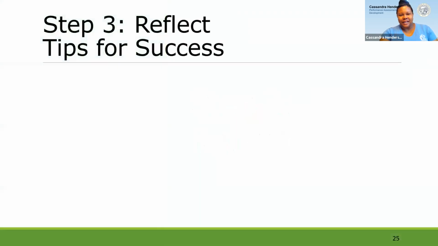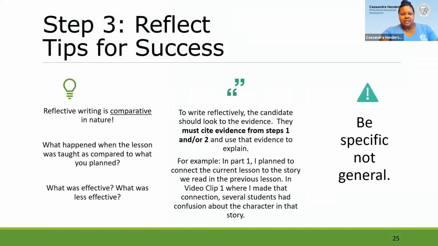Okay, step 3, reflect. We talked about the steps and the rubrics. So here are some tips for success. Reflective writing is comparative in nature. You're talking about where you were, what you thought you were going to do, what happened, and how you're going to use that information. What happened when the lesson was taught as compared to what they planned? What was effective and what was less effective?